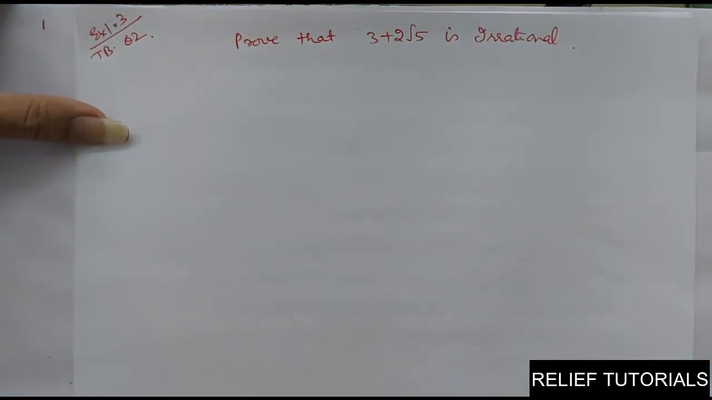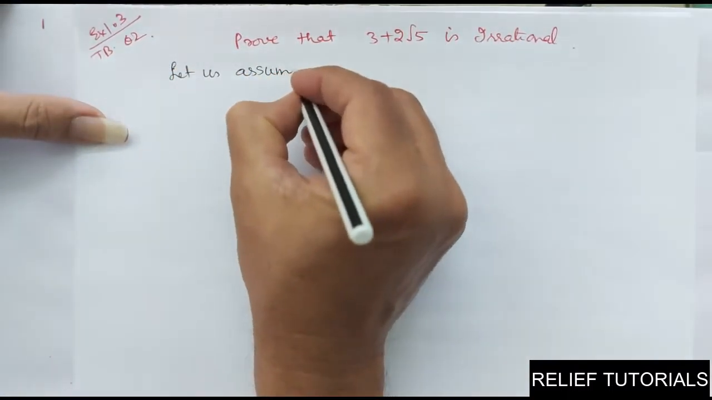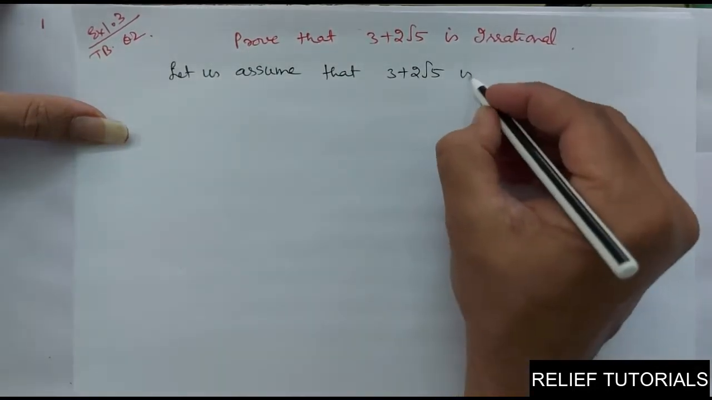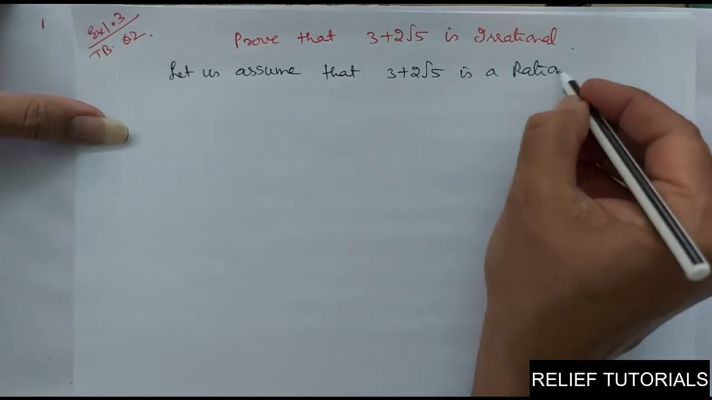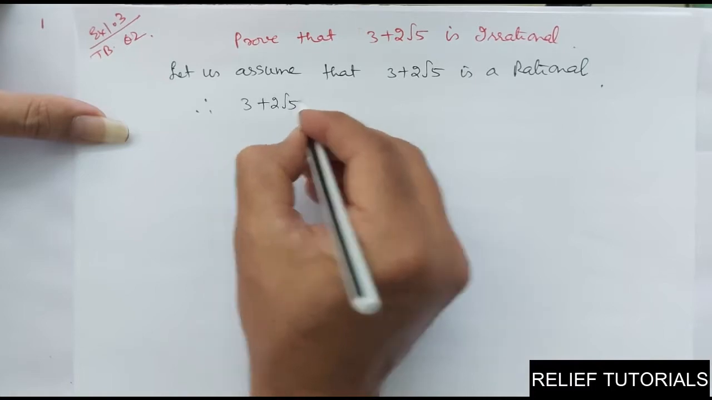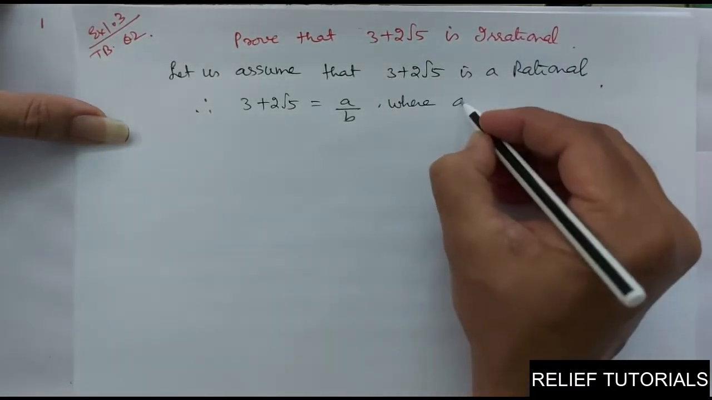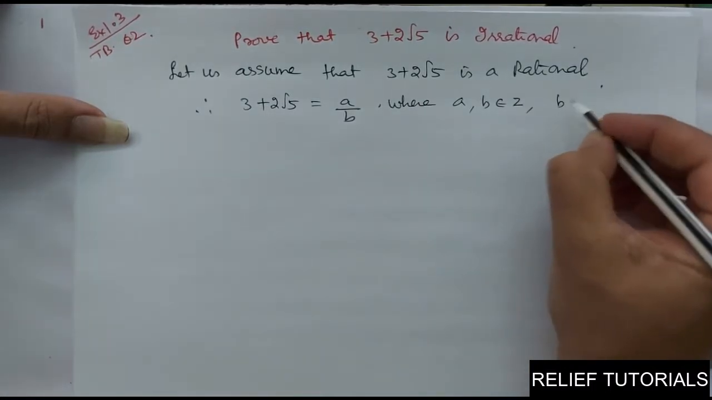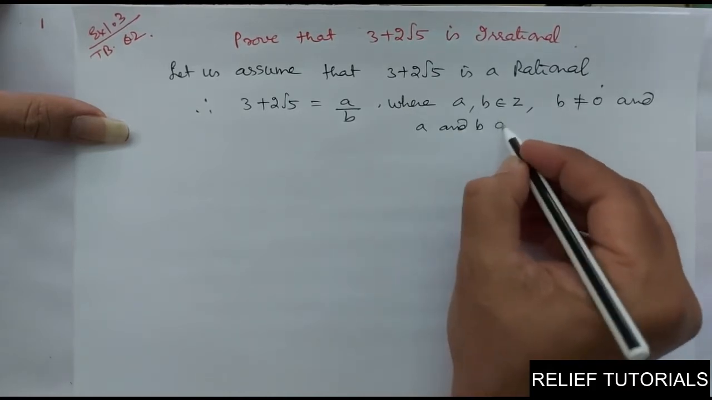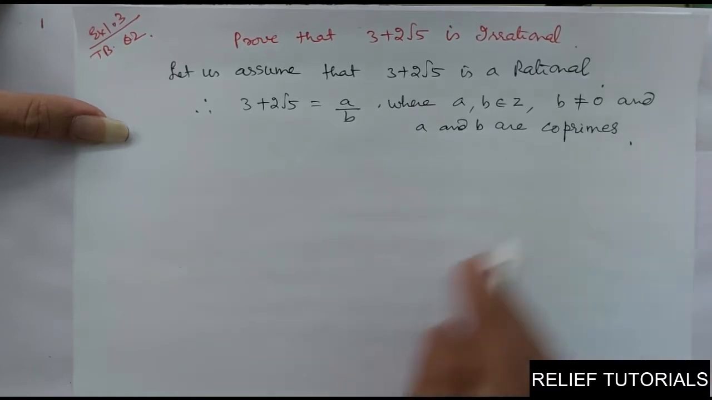So you know how to prove. Same. Let us assume that 3 plus 2 root 5 is rational. Okay, same step. So therefore 3 plus 2 root 5 is equal to a by b, where a comma b belongs to Z, b is not equal to 0, and a and b are co-primes. Same thing you have to suppose, same step.